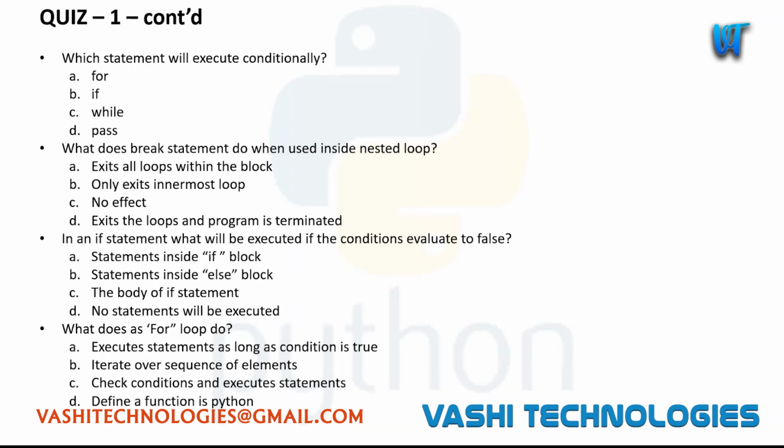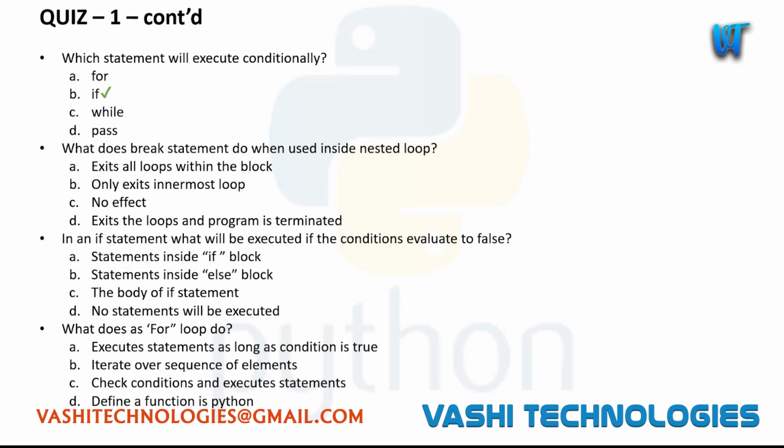And when we come to while, it will execute as long as the condition is true. As long as the condition is true, it will keep on executing unconditionally. In this case, only if will be executing conditionally. If a statement is true, it will execute that. Then it will go back and again check for the other condition. Here, conditional in the sense it is bound to one condition, a single condition.